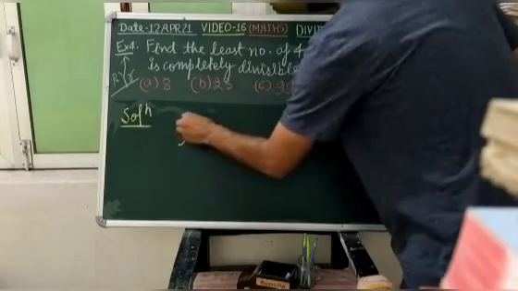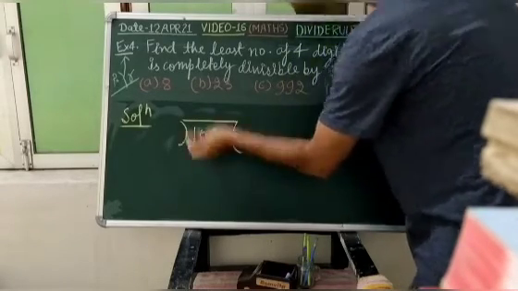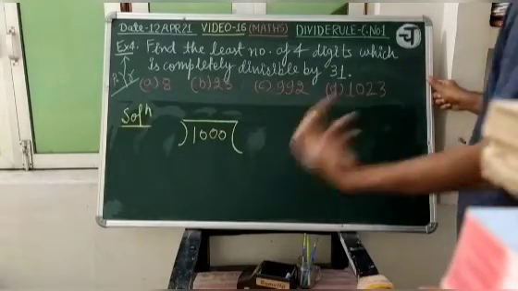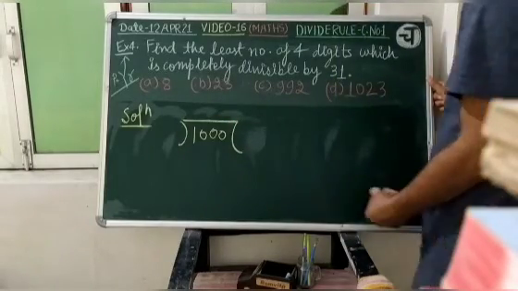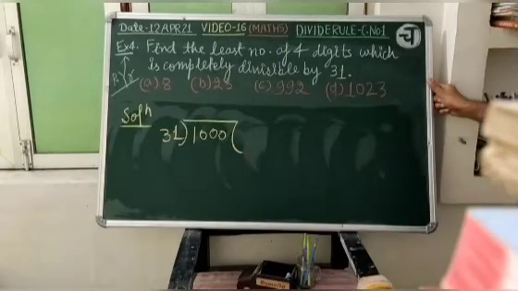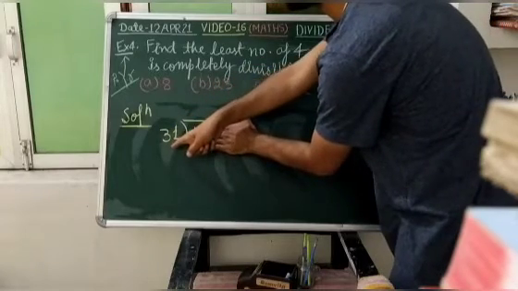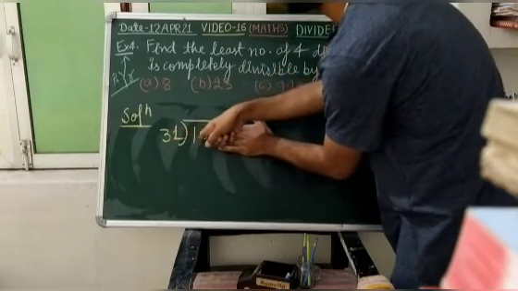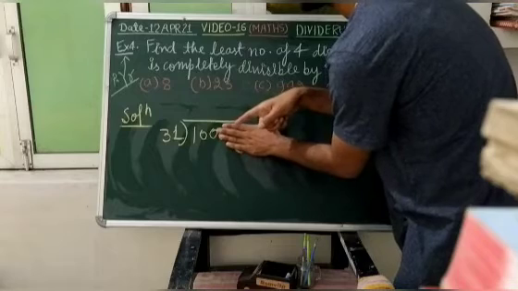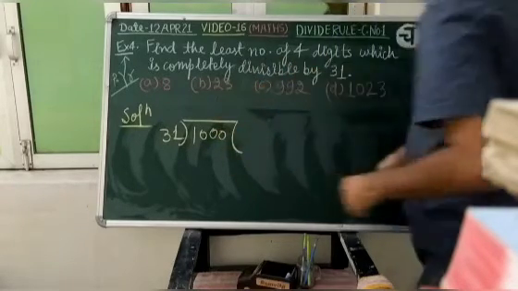First, the least number of 4 digits is 1000. Put 3 zeros on the right side of 1, which will give the number 1000, and I will divide that by 31. We'll select the first digit, which is less than the divisor, then 2 digits, still less than the divisor, then 3 digits, which is more than the divisor. So firstly we will select the 3 digits.